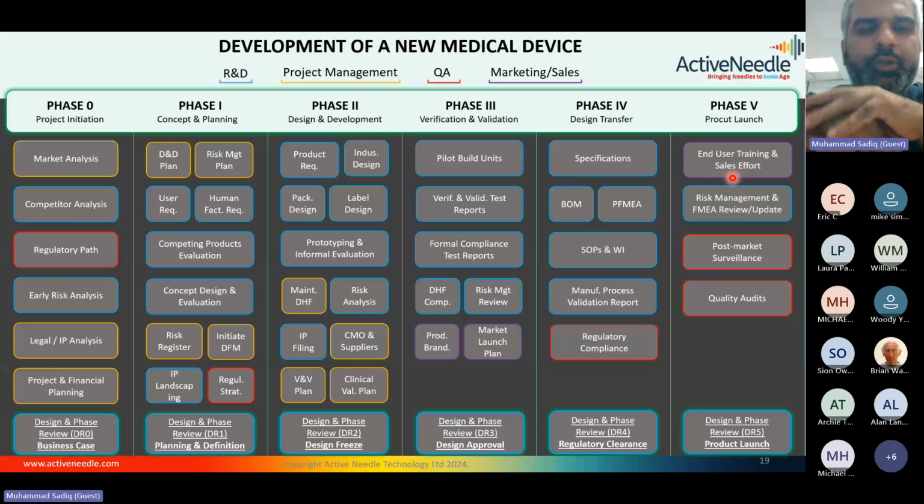The important thing to highlight is that this is not a one-person job when it comes to developing a medical device, and you have to essentially have a team. You have an R&D person, you have the project management person, you have a quality assurance responsibility, and then you have to have, obviously, marketing and sales people as well.